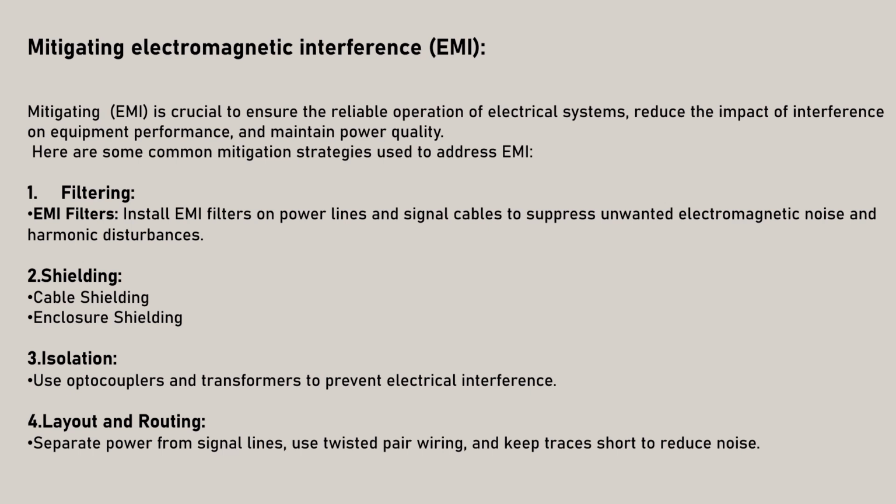Cable shielding. Use shielded cables for sensitive signal and power lines to prevent electromagnetic radiation and external interference from affecting the transmission of signals and power. Enclosure shielding. Enclose sensitive equipment in shielded enclosures to block external electromagnetic fields and prevent radiation from escaping.